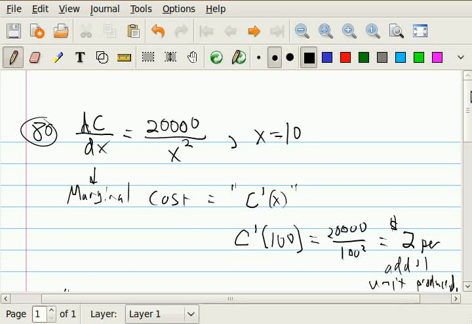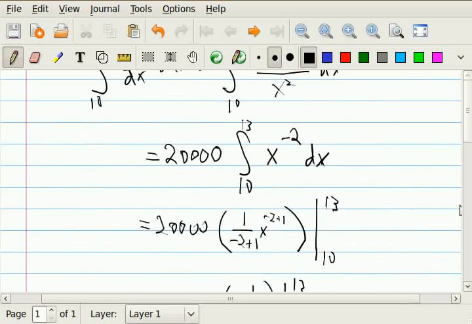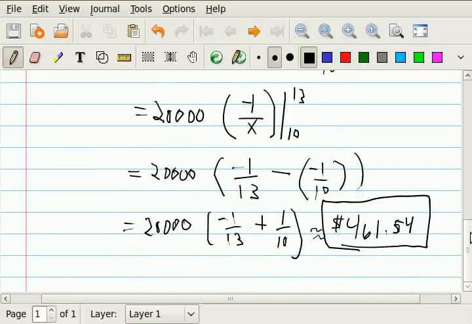So what we've done here is add up that rate of accumulation exactly using calculus. Integrating the function from 10 to 13 is the quick way to total up all of that additional cost. And here's what we get: about $461 to move our production from 10 units to 13 units.